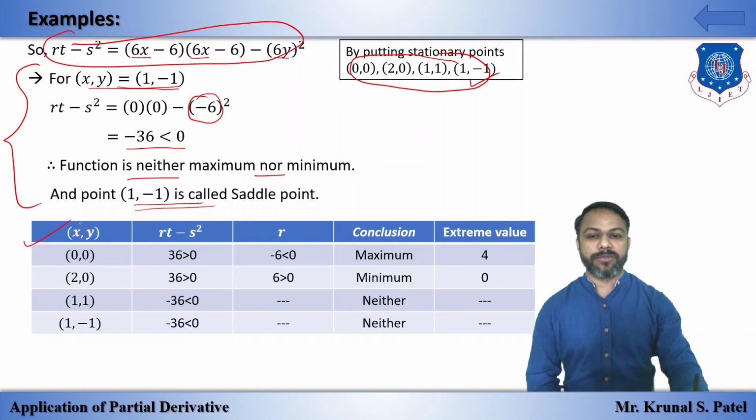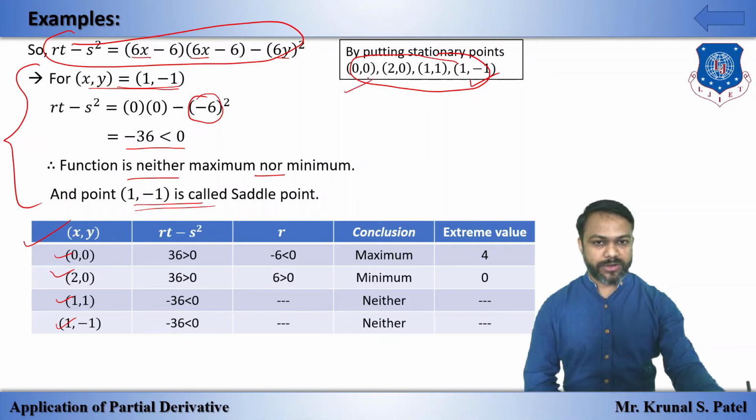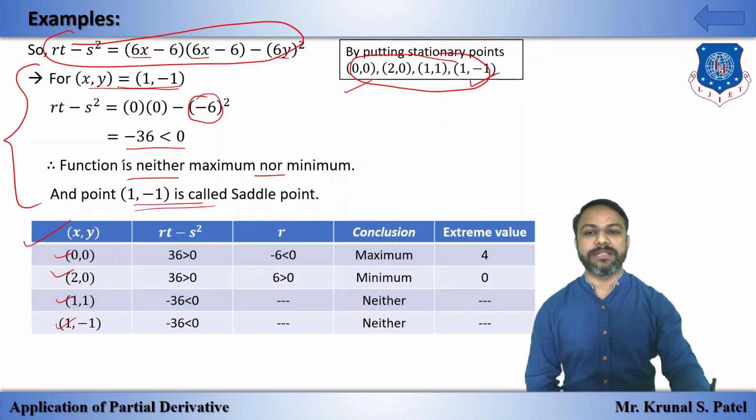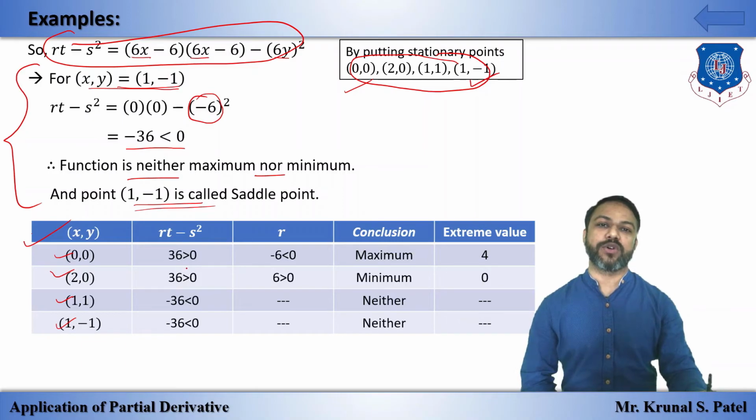Write down only the points here, all the 4 points or 5 points or however many we have. Now we put each point in rt minus s square and check, and in r check. So we will get this conclusion table, and we can write this table in the examination also. So no need to write down all the steps. These are the steps of how we can find extreme values.